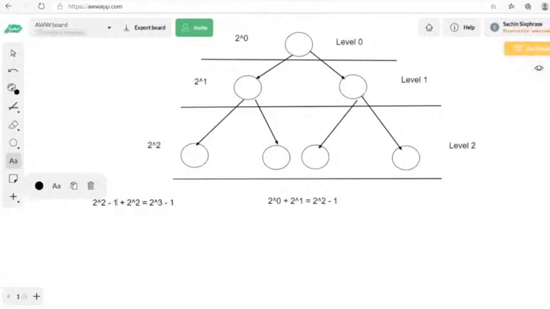Now, on the left side, what we have is 2 power 2 minus 1 plus 2 power 2 again. Now let me tell you what is given in the question. The question is: a full binary tree with n leaf nodes.